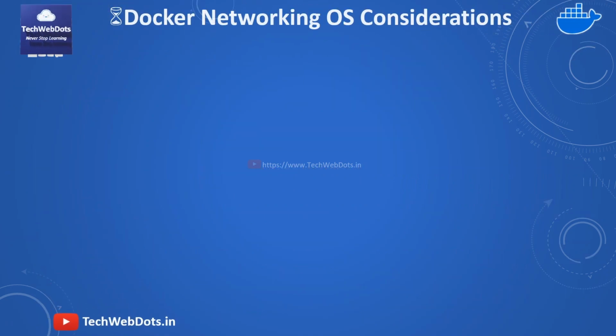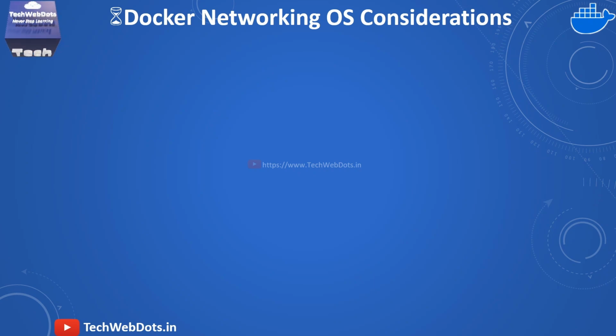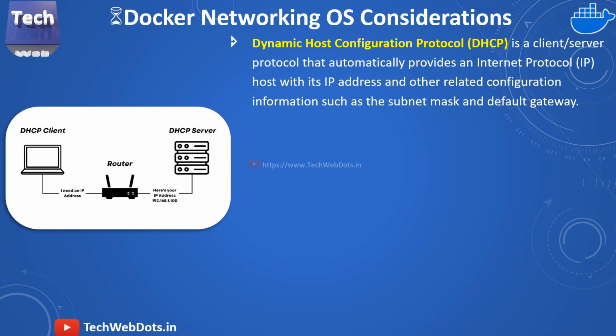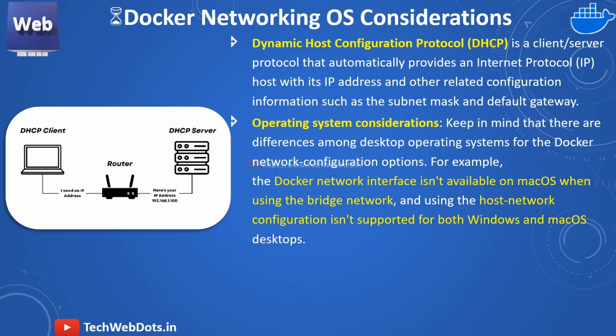So, okay, a few other Docker networking operating system considerations. The dynamic host configuration protocol, which is DHCP, is a client-server protocol, and we just used this term in the previous slide, that automatically provides an IP host with its IP address and other related configuration information such as the subnet mask and default gateway. So that's what I thought to give you a little information on this.